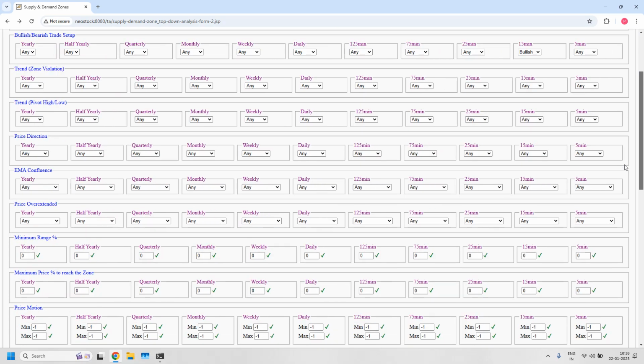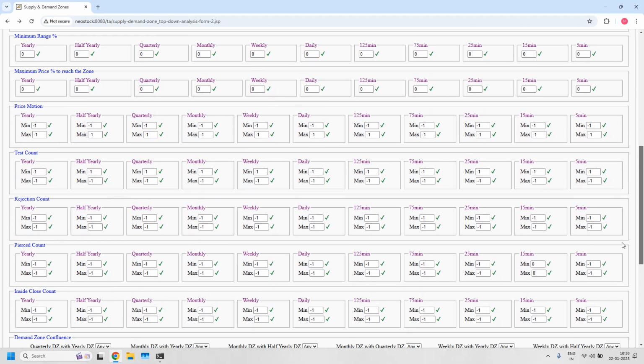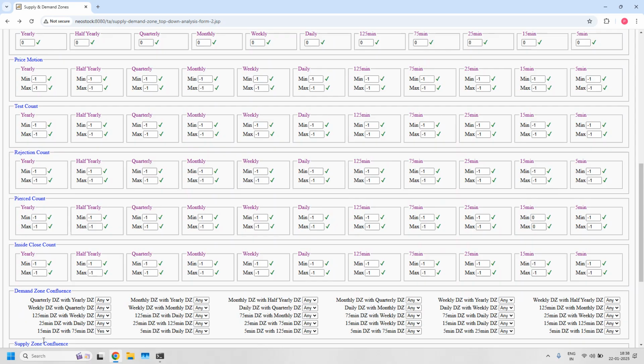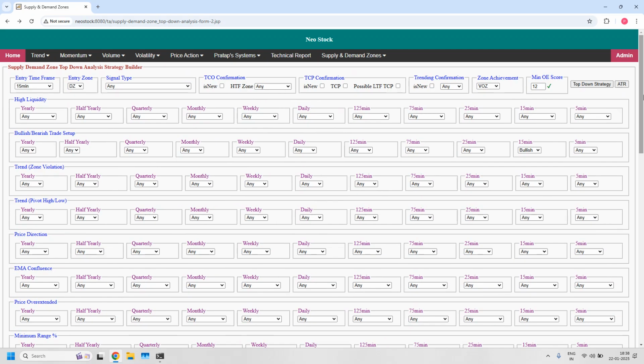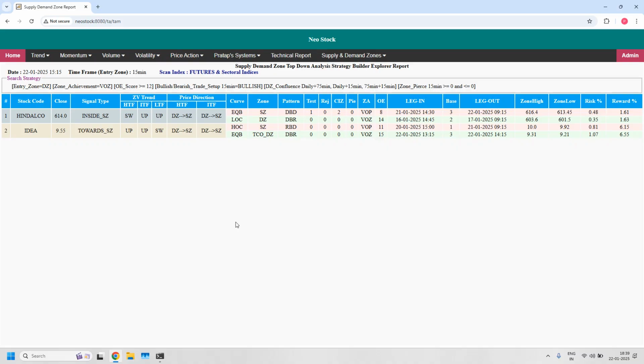This is the demand zone. In the demand zone confluence, the LTF and ITF filter is already enabled. Next is the 15 minutes demand zone with daily demand zone confluence. The third filter is the 75 minutes demand zone with daily demand zone confluence. With all 3 filters, LTF, ITF, HTF demand zone confluence, we got 2 stocks.